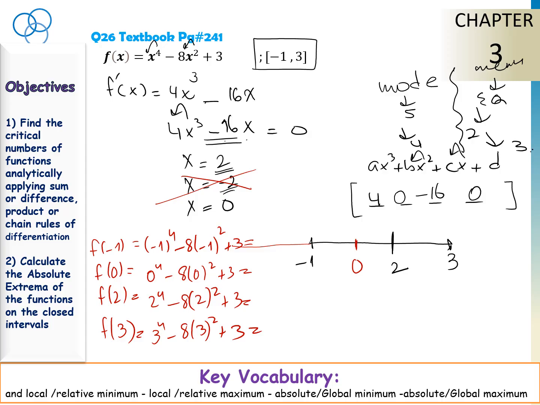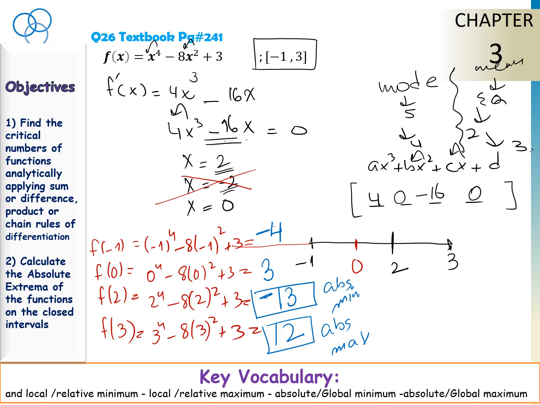So when you put negative 1 in the calculator, you will get negative 4. By putting in 0, you will get 3. By putting in 2, you will get negative 13. And by putting in 3, you will get 12. So the highest value is 12, right? So this is your absolute maximum. Now, is negative 13 the smallest number or negative 4? Of course, negative 13. So negative 13 is your absolute minimum value, which occurs at x equals 2.